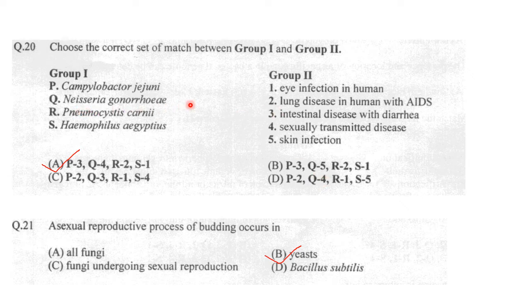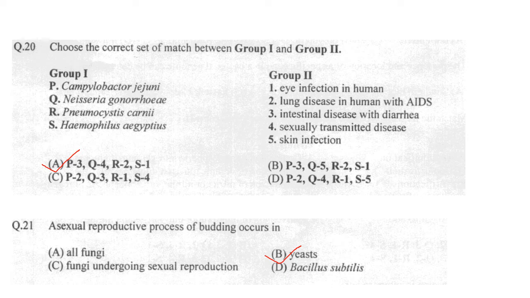Next one, Neisseria gonorrhea. Neisseria gonorrhea is a sexually transmitted disease. So Q is 4. So option A will be more correct. Okay, we will check the others also. Pneumocystis carinii, lung disease in humans with AIDS. So R2 is correct. Haemophilus aegyptius, eye infection in humans. So S1 is also correct. So answer is option A.